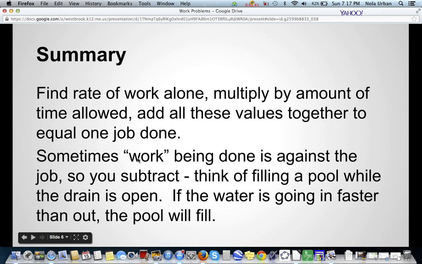Occasionally, work being done is against the job, so you subtract. Think of filling a pool while the drain is open. If the water is going in faster than out, the pool will fill, but the rate that the water is going in times the amount of time it's left going, minus the rate that the water is going out times the time it's left open, would give you the one job done.